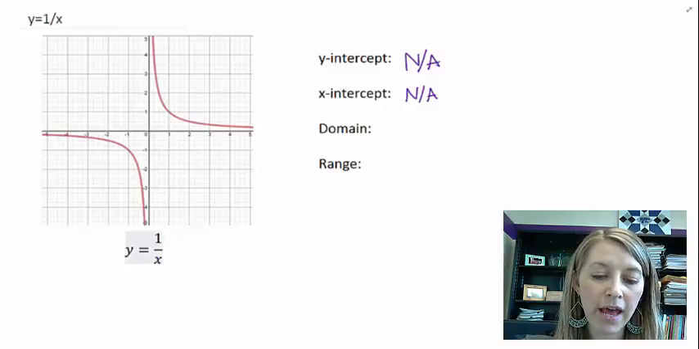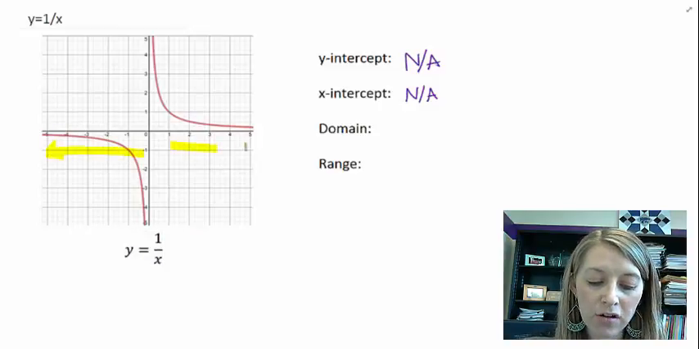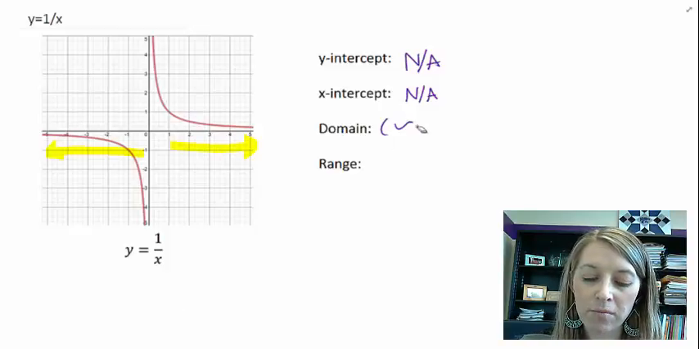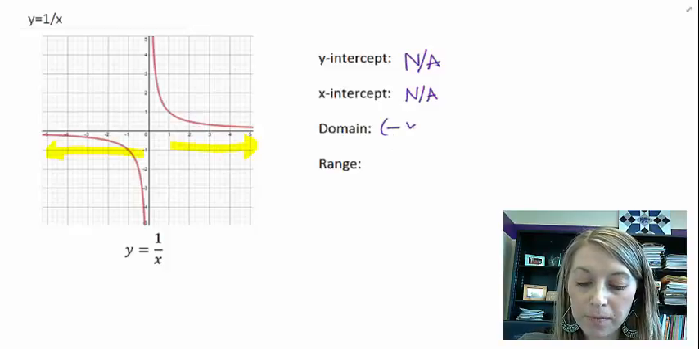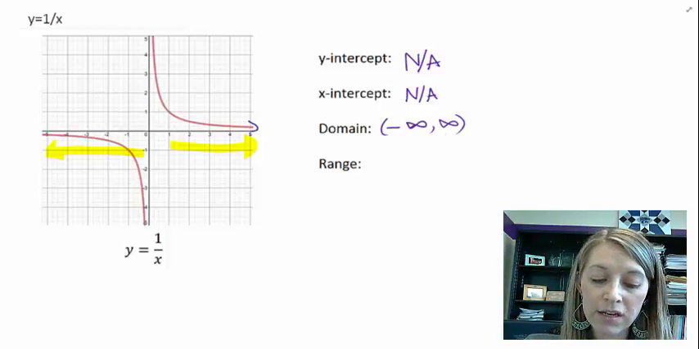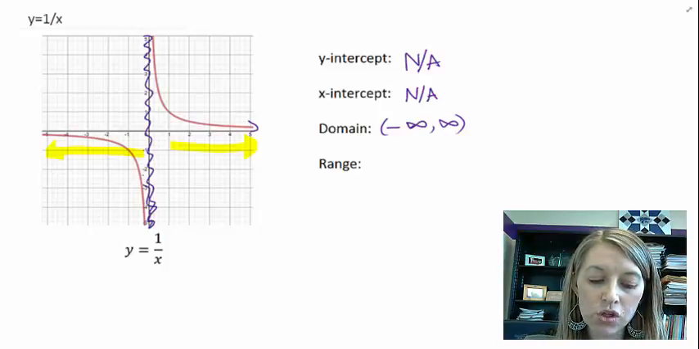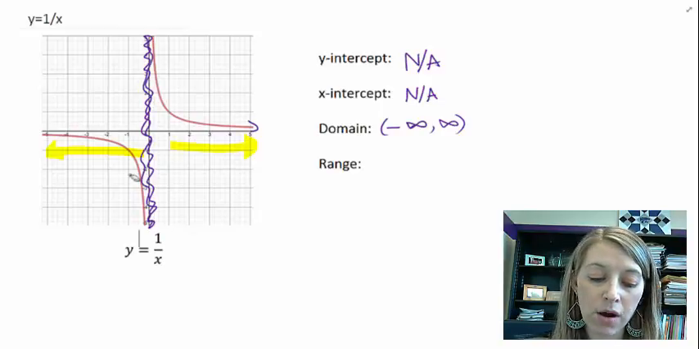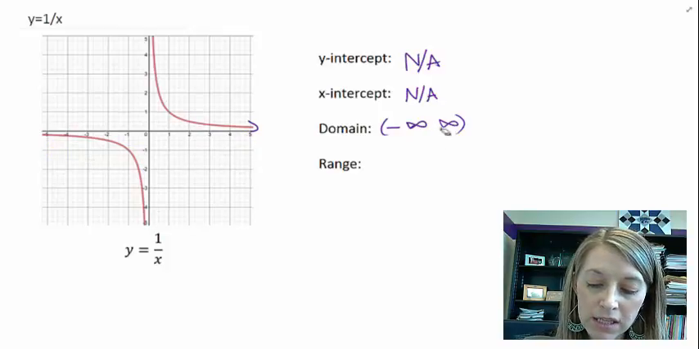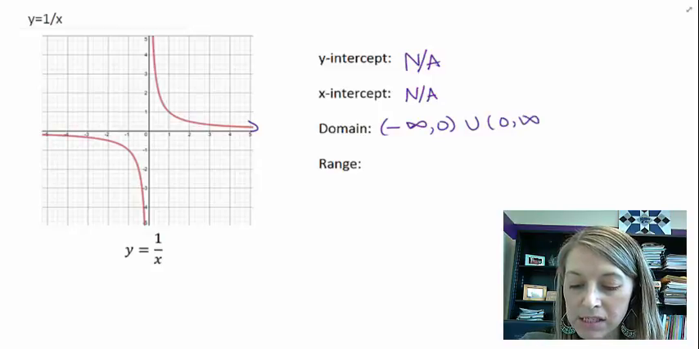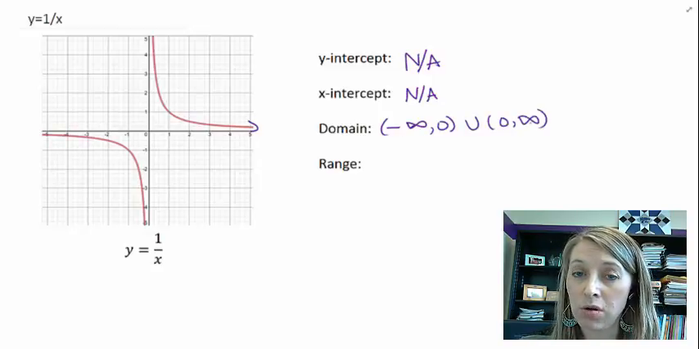Domain is all of my possible x values. How far left and how far right does this go? So at first instance, you might think from negative infinity to infinity. Well, it's kind of true because it does go forever to the left and it does go forever to the right. But I just said that I cannot plug 0 into this function. So every x value will work with the exception of 0. So it is not this negative infinity up to 0 and then past 0. But I cannot include 0 in itself.